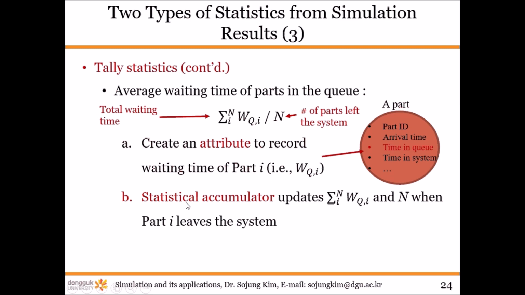Next, the statistics accumulator updates the total waiting time and also the number of entities that left the system, which is N. And at the end of the simulation, when you have the end event, the tally statistic, this average waiting time of the parts, will be calculated.